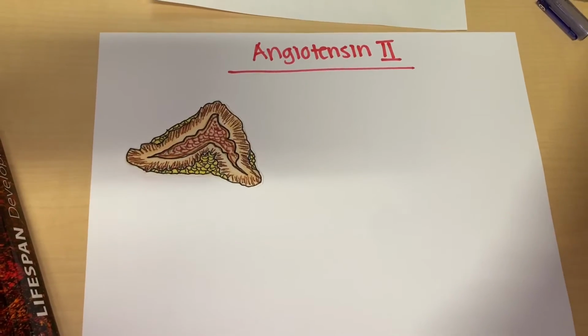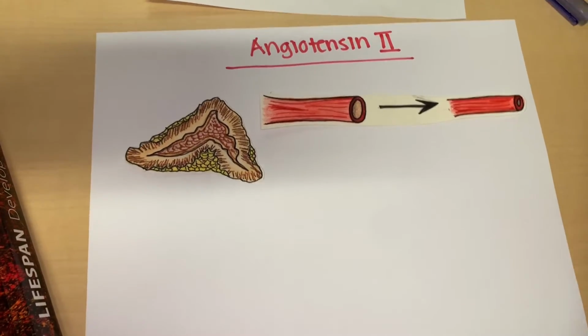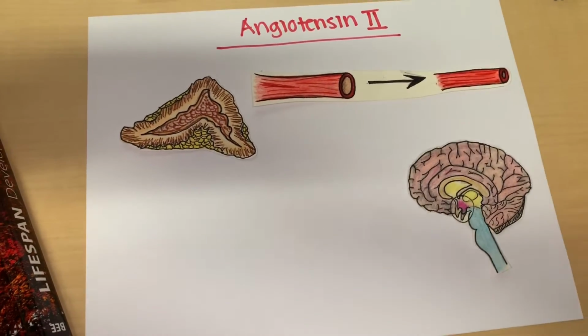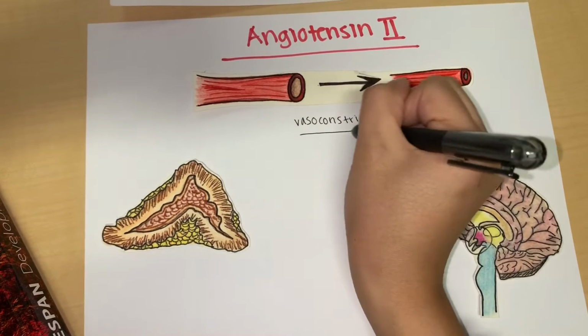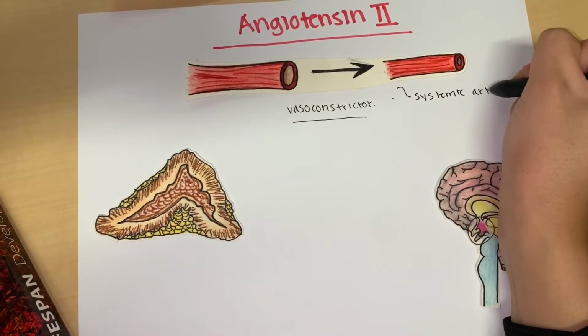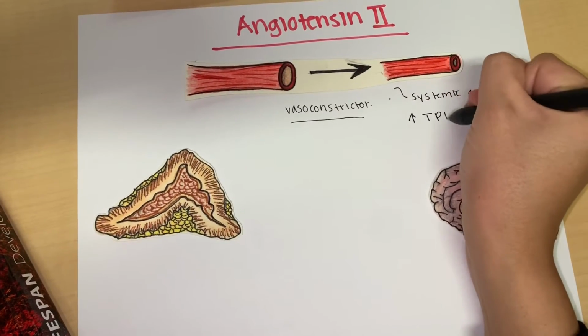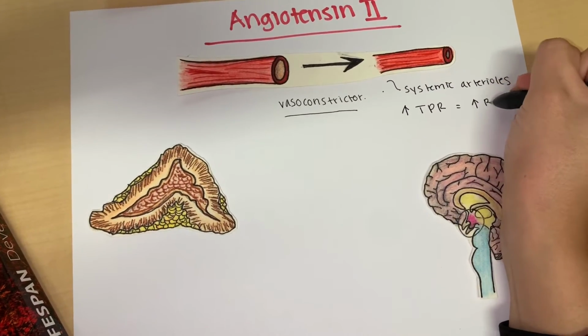Once angiotensin 2 is produced, it can have many targets, primarily the adrenal gland, systemic arterioles, and the brain. Angiotensin 2 itself is a very powerful vasoconstrictor, which will target the systemic arterioles and cause an increase in total peripheral resistance, which in turn causes an increase in blood pressure.